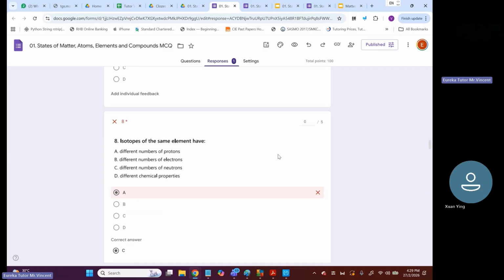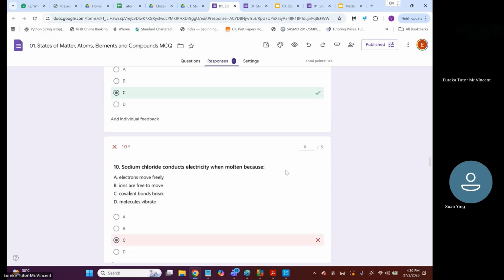Okay, number 8, you made a mistake for question number 8. Isotopes of the same element have what? Different number of neutrons. I told you already. Isotopes, the neutron number is not the same. N stands for neutrons, right? They have the same number of protons but different numbers of neutrons. So this changes the mass but not the chemical properties.